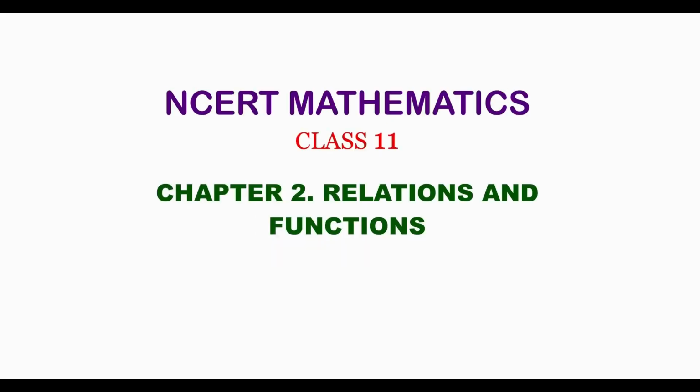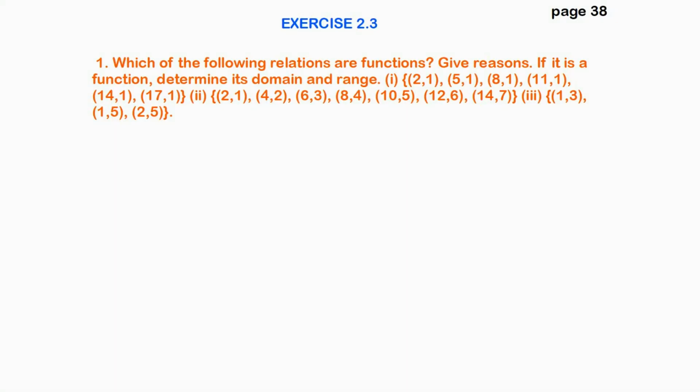In this video, we will see NCERT Mathematics class 11, Chapter 2, Relations and Functions. Next, exercise 2.3, first problem: which of the following relations are functions? Give reason if it is a function, and determine domain and range. In the first subdivision, the pairs are (2, 1), (5, 1), (8, 1), (11, 1), (14, 1) and (17, 1).